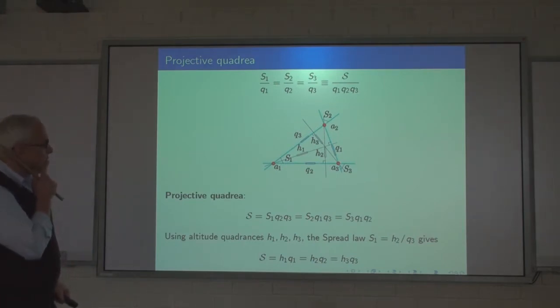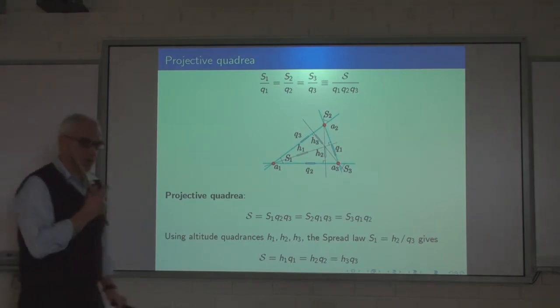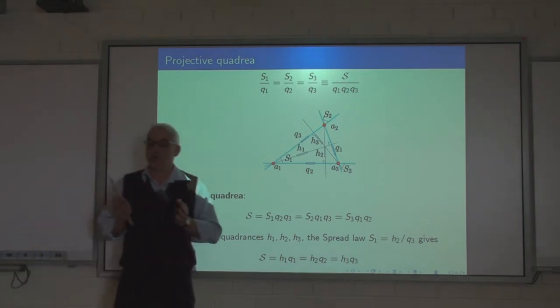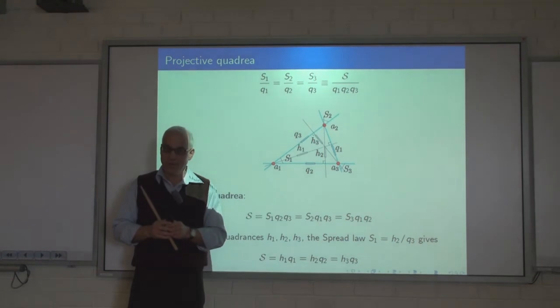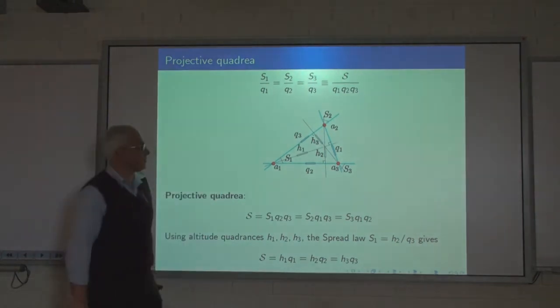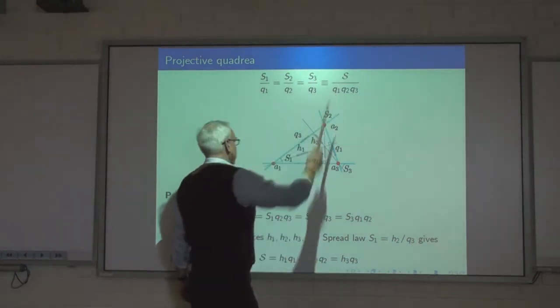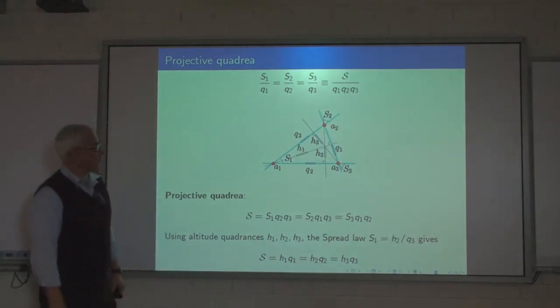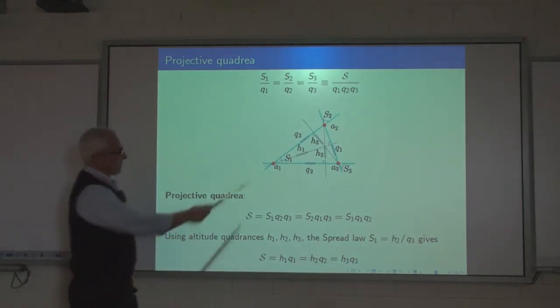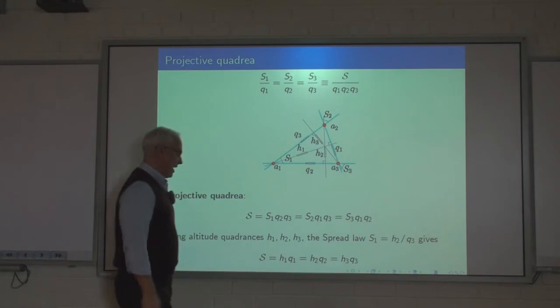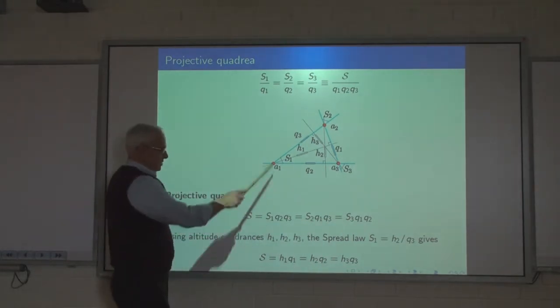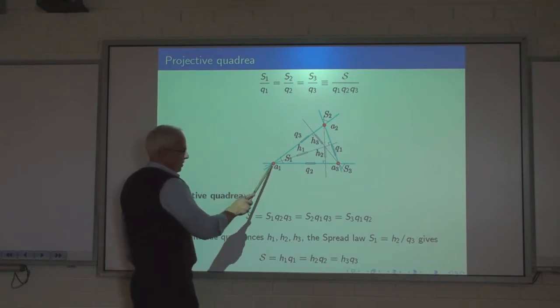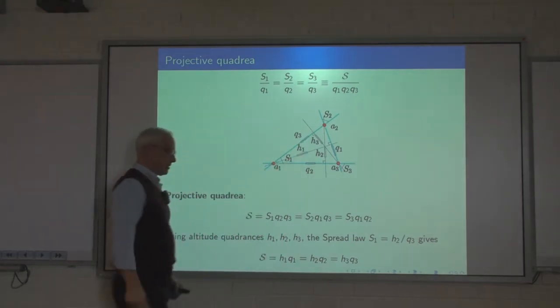I want to mention one more quantity that's important for the projective triangle, which is the analog of the quadrea. Remember that was 16 times the area squared? Well, there's a projective analog of that, which we'll call the projective quadrea. I'll call it S. We can define it by this formula, which is sort of analogous to the planar version, or perhaps like this. It's what you get when you take this spread and multiply by the two adjacent quadrances.